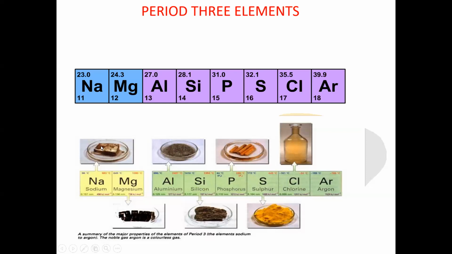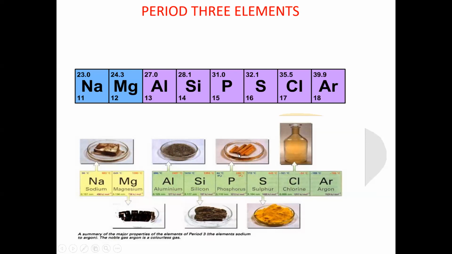So your sodium, the metals are actually hard, but they are not as hard as the transition metals. Your sodium is actually soft. As we go on, we see that your sodium can actually be cut with a knife. So this is your sodium, and this is your magnesium. This is the physical nature of the element. This is your magnesium. This is aluminum. This is your silicon. This is your phosphorus.